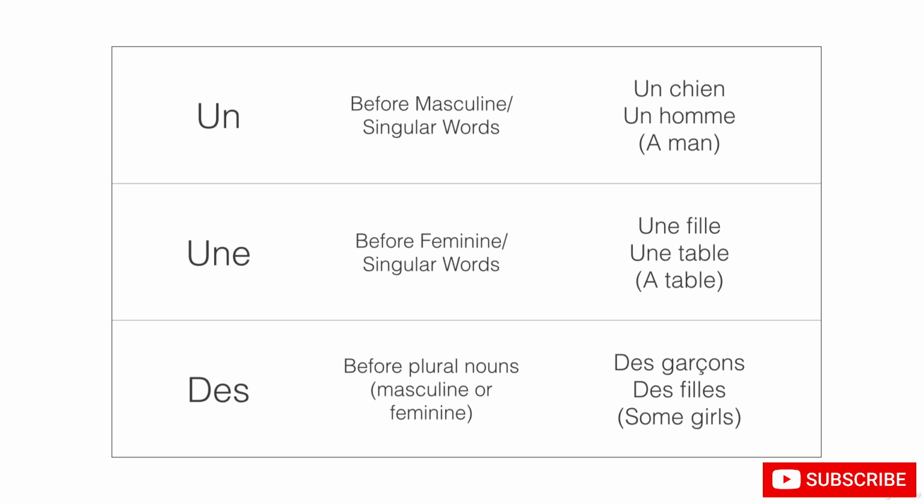Un is used before masculine singular words, just as le was. So un chien, un homme, a dog, a man, which is different from le chien, l'homme, the dog, the man. Une comes before feminine singular words. So we have une fille, une table, a girl, a table, as opposed to la fille, la table, the girl, the table. And then finally we have des. Des comes before plural nouns, regardless of whether they're masculine or feminine. So we have des garçons and des filles, which is different from les garçons et les filles. Des garçons et des filles is some boys and some girls. Les garçons et les filles are the boys and the girls.